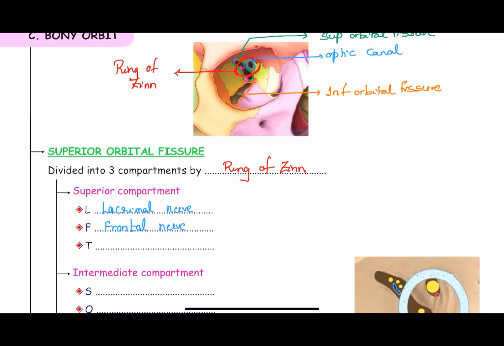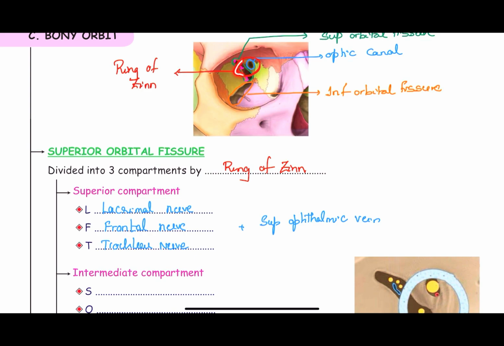And another cranial nerve that starts with T is the trochlear nerve. Apart from these, one vein is also present on the superior side called the superior ophthalmic vein. All these structures go through the superior compartment of the superior orbital fissure. That means the one which I had shown as number 1, that is above the ring of Zinn, we can say simply.